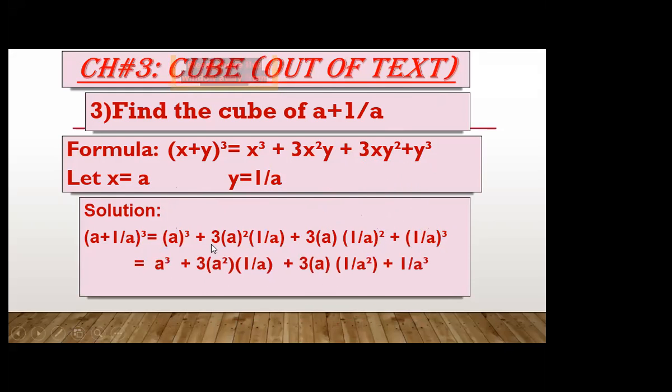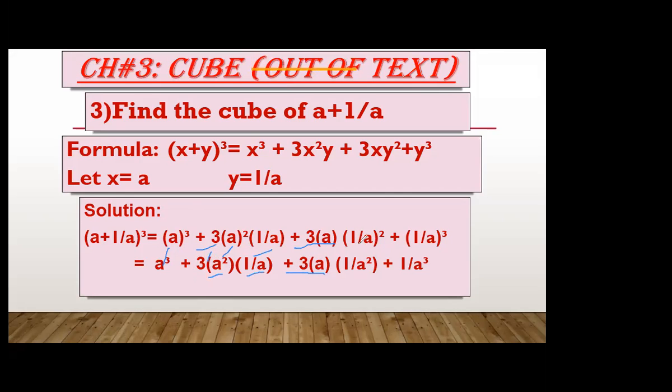Now step number 2, just find out the squares and cubes. A cube, first we get a cube, then plus 3 is written as it is. A whole square, we get a square within the bracket. 1 over a is written as it is. Now plus 3a is going to be written as it is.